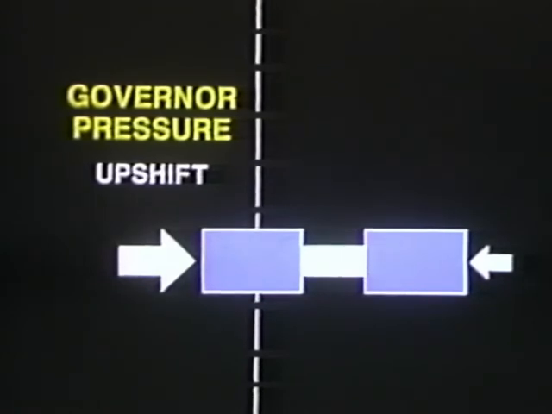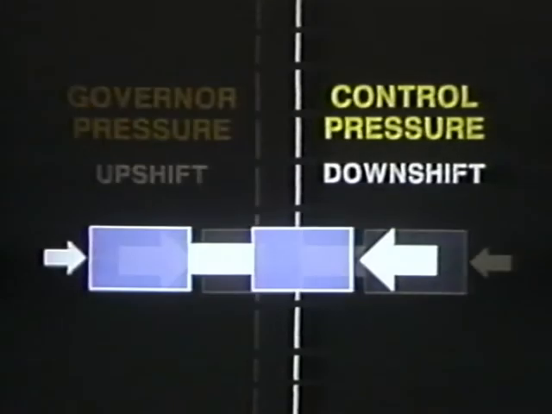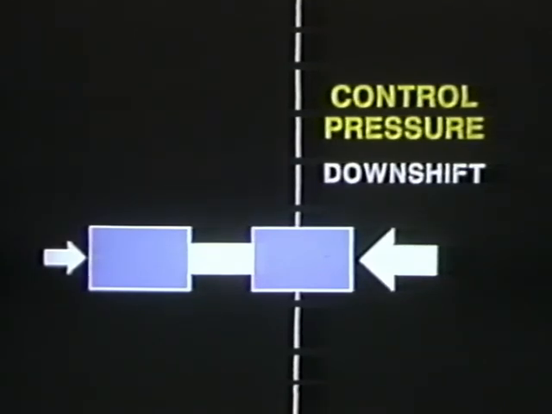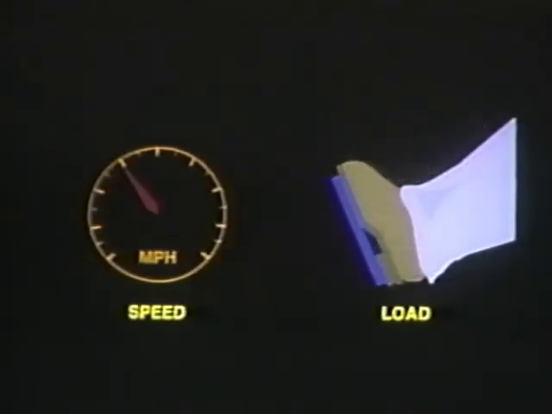Governor pressure is constantly trying to cause an upshift to take place as the speed increases and the governor pressure rises. Control pressure increases as the accelerator is depressed and is constantly trying to delay the upshift or cause a downshift to take place. The transmission shifts to either a higher or lower gear depending on which of the two pressures is greater. Up to this point, we have explained how speed and load determine when a band or clutch will be applied or released and cause a shift to take place.